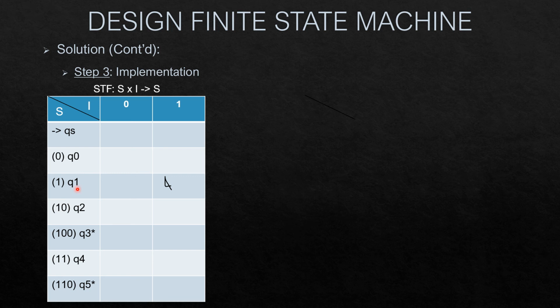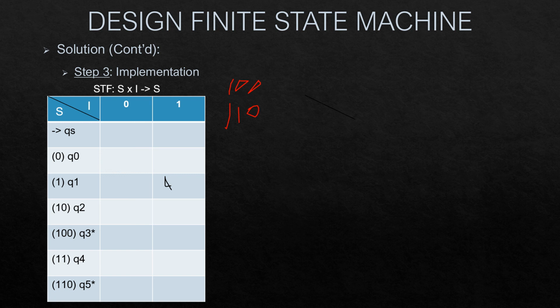Here again we are going to see the representations of each state. Q0 is for 0, Q1 is representing 1, Q2 is representing 10, Q3 which is our final state representing 100, and finally Q4, Q5 representing 11 and 110. Here there are two final states because our question had mentioned that the input should either end in 100 or 110.